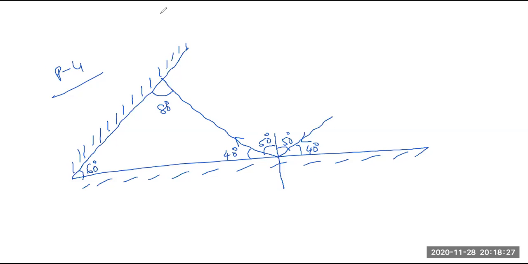Now I draw the normal. Definitely I need to draw the normal. Let us draw the normal here, which makes 90 degrees. As this total angle is 90, definitely this angle is 10 degrees.